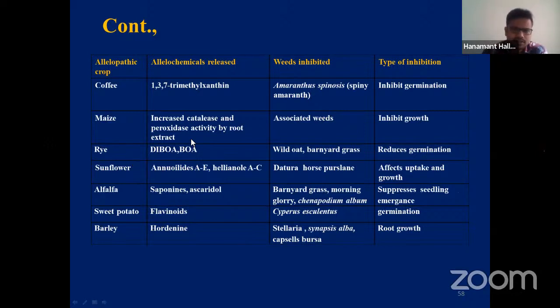In case of maize, increased catalase and peroxidase activity by root extract. Some of the important associated weeds will be controlled, also by general growth inhibition. In case of sunflower, anilonolides, then AE, helinol, AC. Then weeds inhibited are Datura, Parthenium, Portulaca, which affects the uptake and growth. So here so far we are discussing different crops having different yellow chemicals which control some of the weeds through different modes of action.